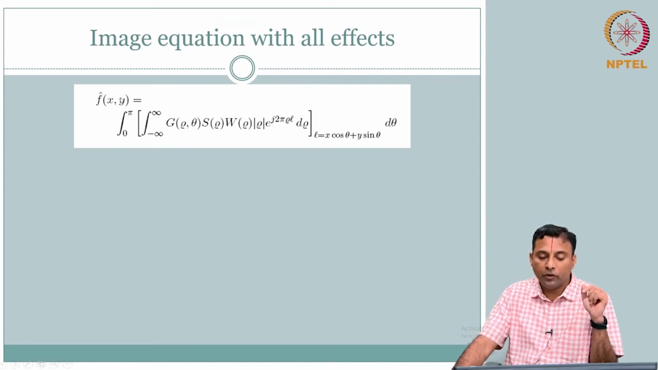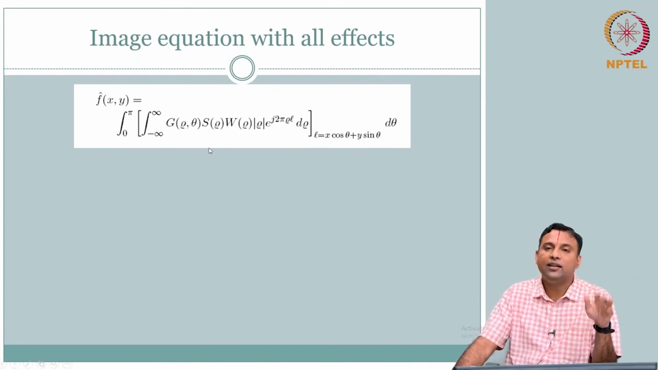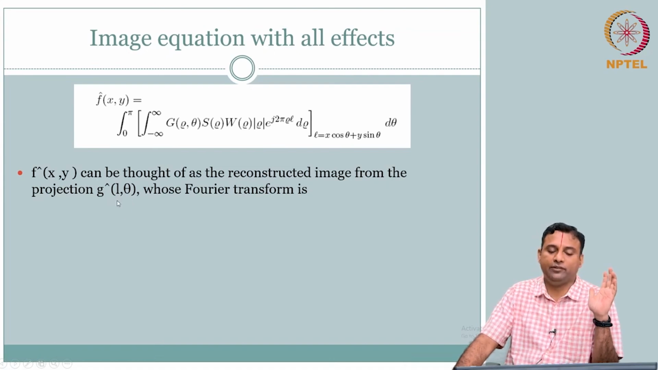Now we are going to think, oh, f hat is not f of x comma y, not because of the back projection algorithm, not because of back projection summation. It is because of this filtering, the detector and filtering. So your projection is an estimate, and that estimated projection is what is causing the blurring. So f hat can be thought of as a reconstructed image from estimated projection.